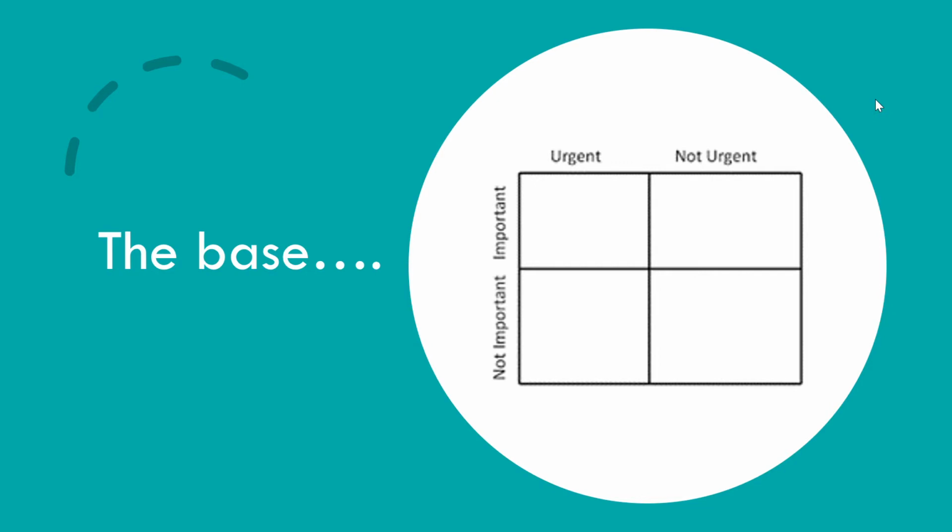In order to get started, you will need to create these 4 quadrants on either your chart paper or your Google Jamboard. The headers of these 4 quadrants are very important. They are urgent, not urgent, important, and not important.